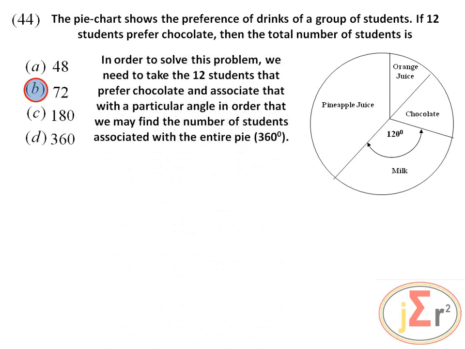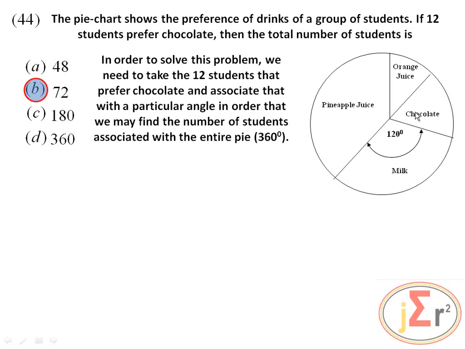In order to solve this problem, we need to take the 12 students that prefer chocolate and associate that with a particular angle in order that we may find the number of students associated with the entire pie. That may seem to be a bit of a mouthful, but in order to find the total number of students, we know the angle associated with the total number of students already. It is the entire pie, 360 degrees. We need an angle here to be associated with the 12 that we have.